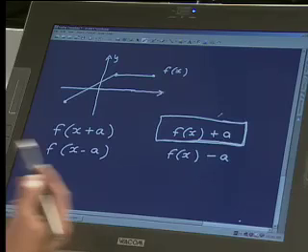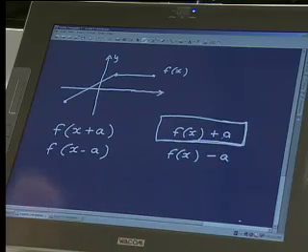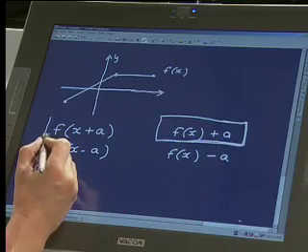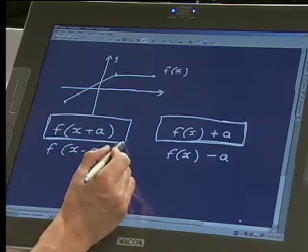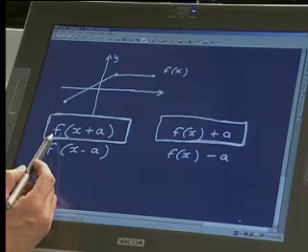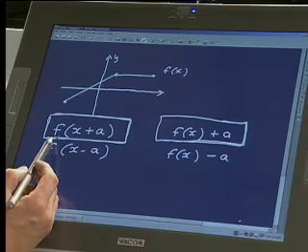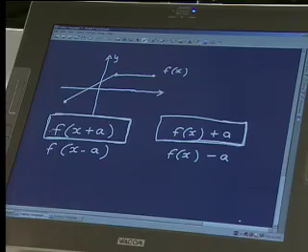F of x plus a. F of x plus a, good. Now I want you to read the one that I'm putting in a block now. F of x plus a. Yes, you see it gets tricky, because when we say it, we say the same thing.